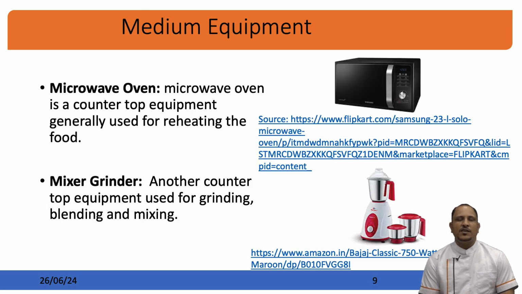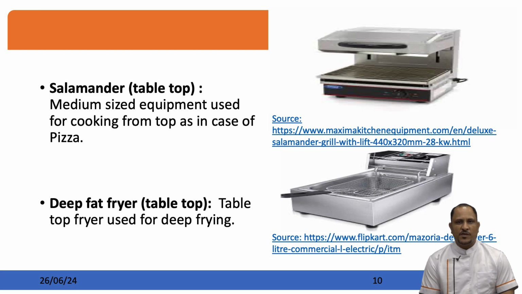Talking about the medium equipment. Medium equipment are those which have a certain fixed location of use in the kitchen, but in case of requirement they can be moved easily from one place to another. Major of these are tabletop equipment which can be used on a table. These are like microwave oven, then we have mixer grinders or food processors, tabletop salamanders, tabletop deep fat fryers.